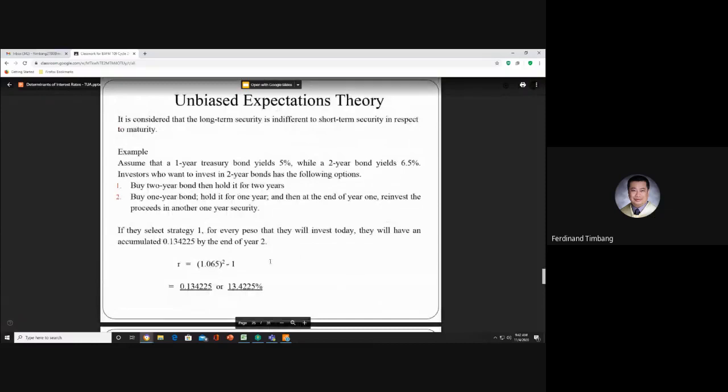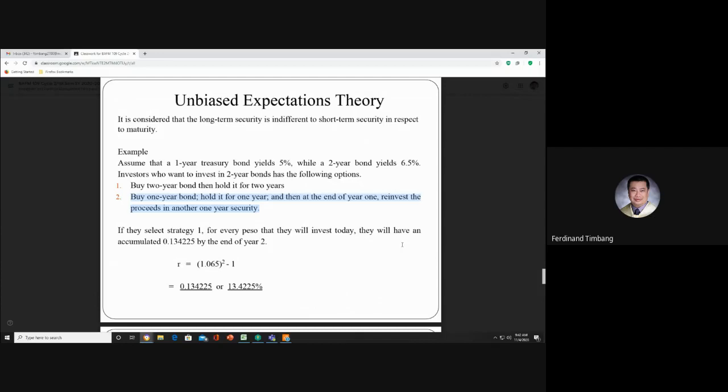Di ba sa pangalawa, 2 beses mong ilalagay na tig-1 year. No? Kasi ito, syempre, kung may 2-year bond yield ka, ibig sabihin nun, 1 year is 6.5, another year is 6.5. Di ba? Ganun siya. So, lumalabas, dapat ang rate ay (1.065)^2 minus 1. So, dapat, yun nga, 13.4225% ang kikitain mo.